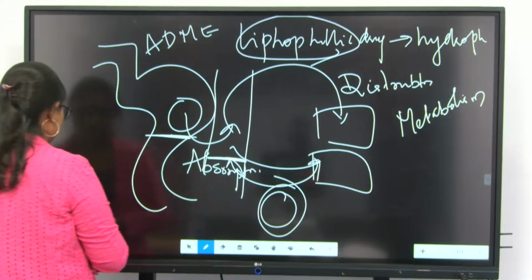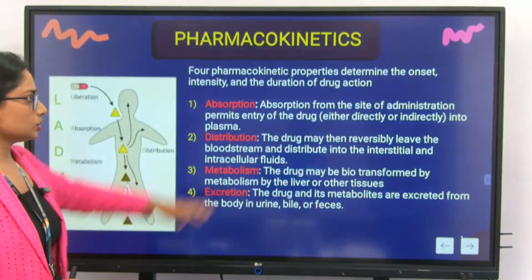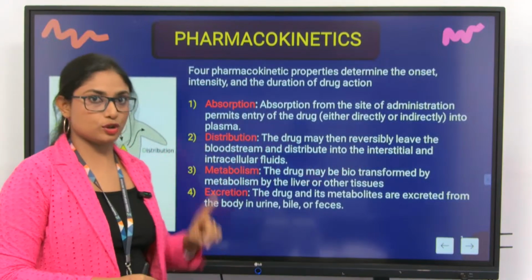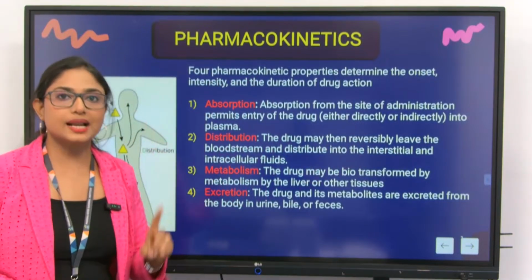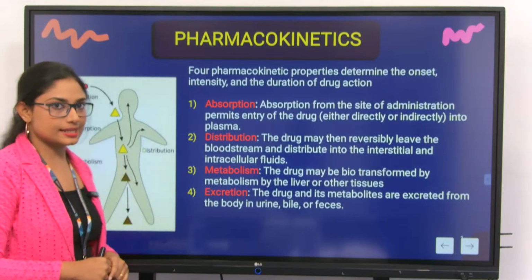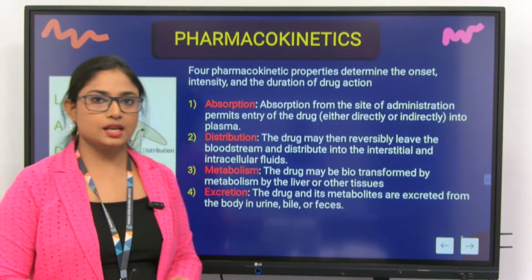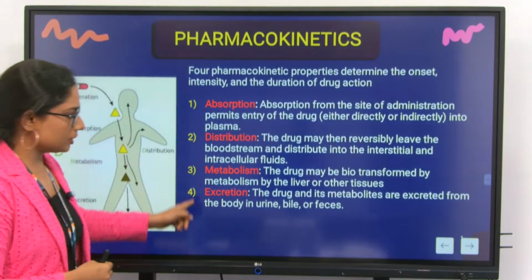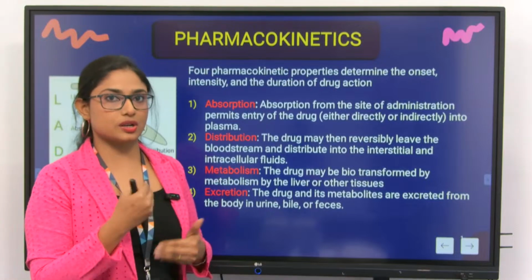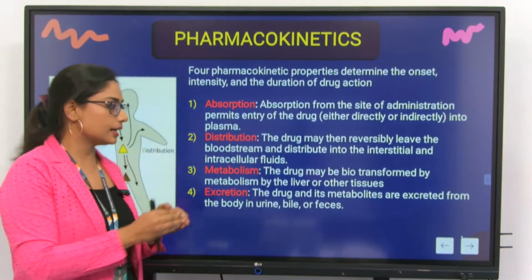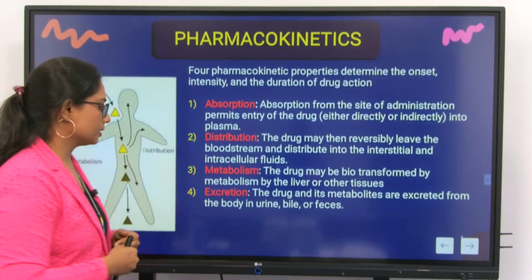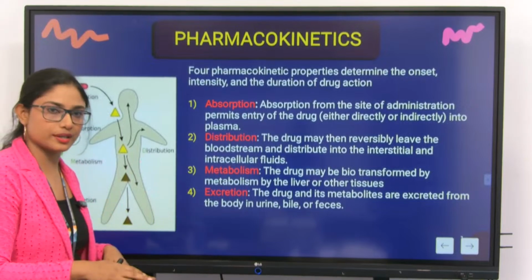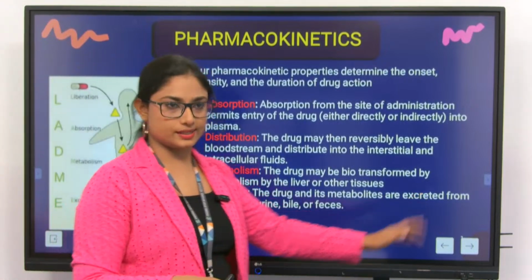Now we can see each in detail. Absorption is the movement of drug from the site of administration to the bloodstream, not to the tissue or the organ. Next, distribution is, as I've mentioned, a reversible process, because the distributed drug should come back to the bloodstream and get excreted out. Metabolism is otherwise known as biotransformation, that is the conversion of a lipophilic drug to a hydrophilic drug. Now, excretion. What is excretion? It is simply the removal of drug from the body through urine, bile, or feces.